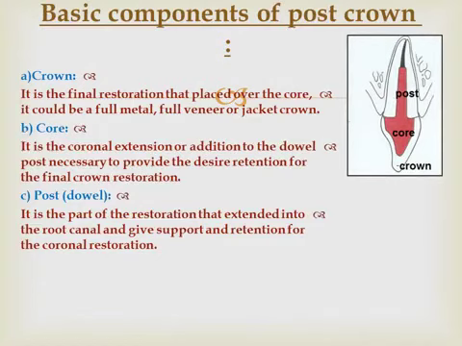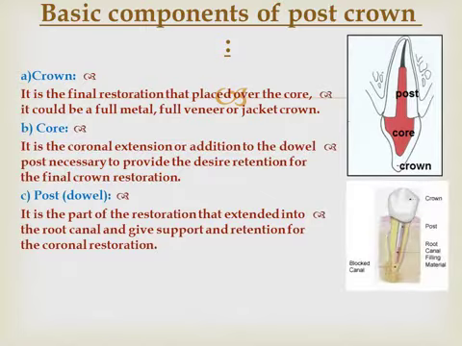Basic components of Postcrown are crown, core, and post or dowel. The crown is the final restoration that is placed over the core. It could be full metal, full veneer, or jacket crown. The core is the coronal extension of the post. It's necessary to provide the desired retention for the final crown restoration, while the post is the part of the restoration that extends into the root canal. It gives support and retention for the coronal restoration.